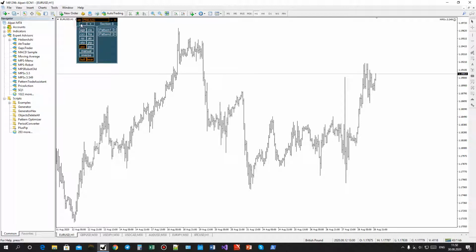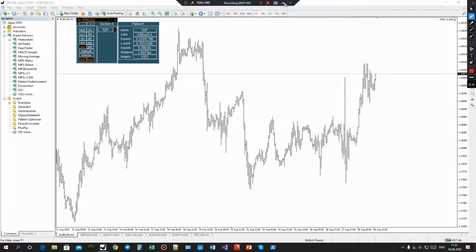Let 1 pattern stay, and then let us set the properties of the pattern. The name is 3 drives pattern. This specific code tells MPS to draw the 3 drives pattern: no XABCD patterns, no ABCD patterns, but 3 drives patterns. The color is blue, the transparency is 0.4, and here are the B point and the C point. Actually they are the first retracement and the second retracement of a pattern.